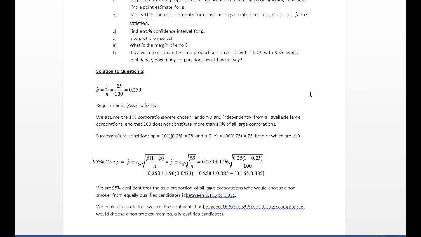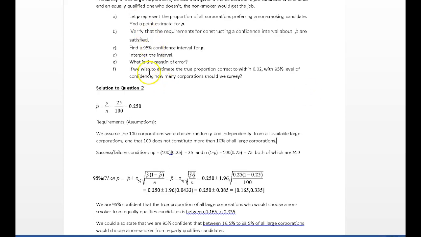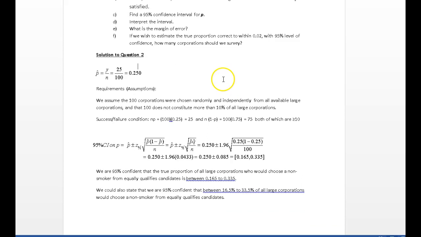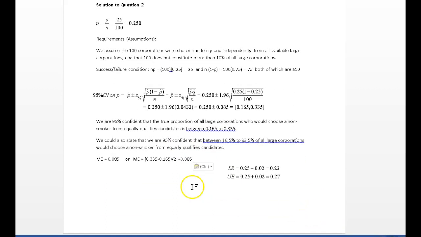Now, coming back up to my question, we've just looked at A, B, C, and D. E, what is the margin of error? And then in F, we're asked to find sample size. Now remember, margin of error is whatever number comes after the plus or minus. In this case, the margin of error is 0.085, and as I showed you on the first example, we could also look at the margin of error from the point of view of half the distance of our interval.